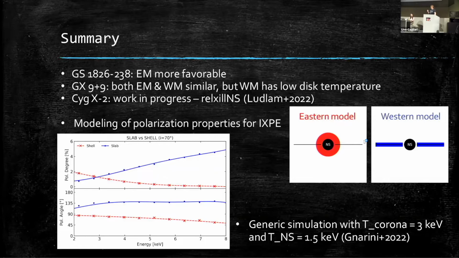The first, not the first two, but GS and Cygnus X2, they have already been observed with IXPE earlier this year. I think it was around March, April, May this year. The data are currently being analyzed and are soon to be published. And then GX9+1 is planned for an observation in October this year. So I'm very excited about seeing the data from that one as well.